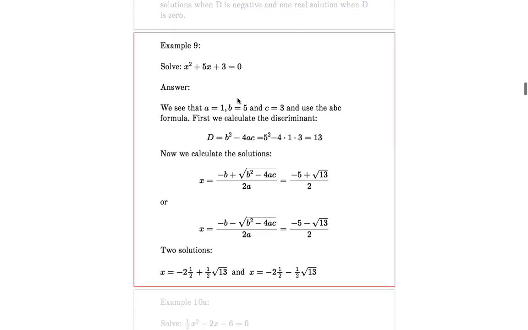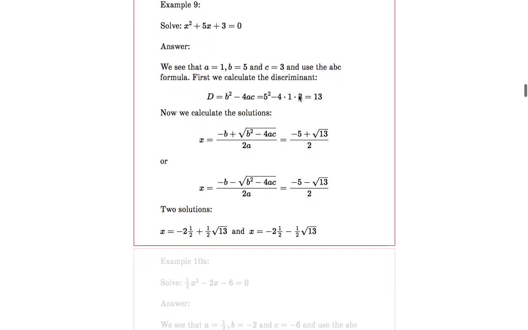So let's just look at an example. x squared plus 5x plus 3 is 0. So we have a quadratic term, a linear term, and a constant. So we just look, a is 1 because there's a 1 in front of this x squared, the b is 5, and the c is 3. So we first calculate the discriminant. D is b squared minus 4 times a times c. So we just look, 5 squared minus 4 times 1 times 3 is 25 minus 12 is 13.